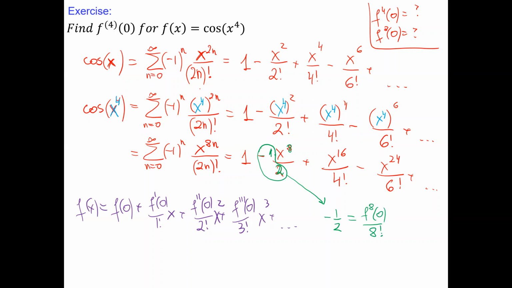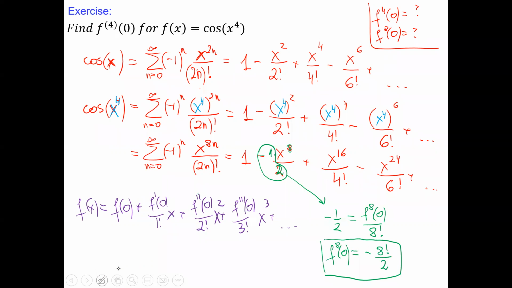And we can see the second derivative over 2 factorial, the third derivative over 3 factorial. Now we can cross multiply, and we will have the 8th derivative at 0 will be negative 8 factorial over 2. We can leave it, because 8 factorial is a big number. We can simplify a bit, but we don't have to. Negative 8 factorial over 2.